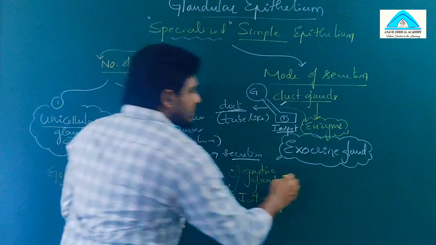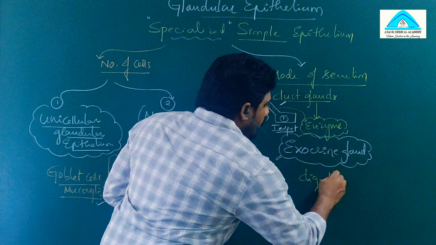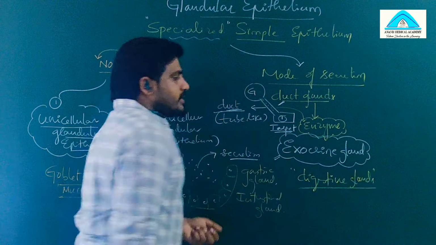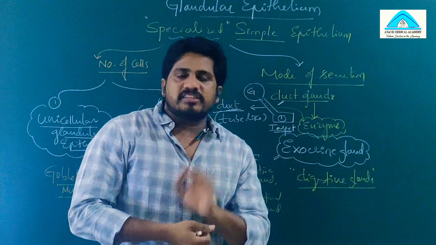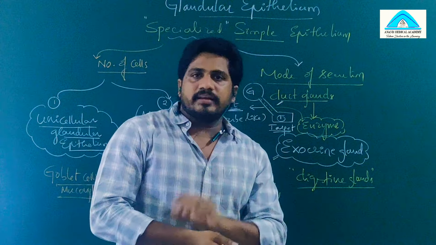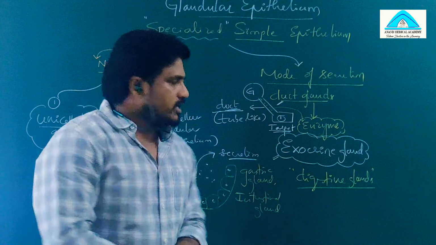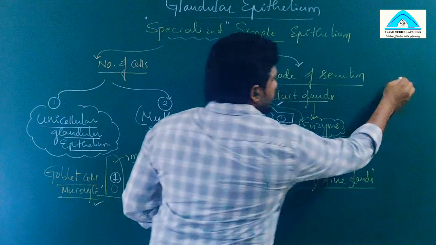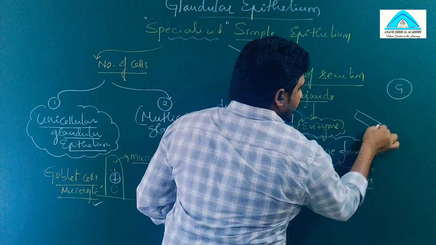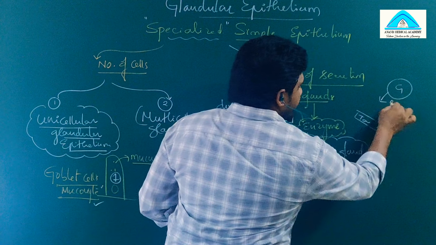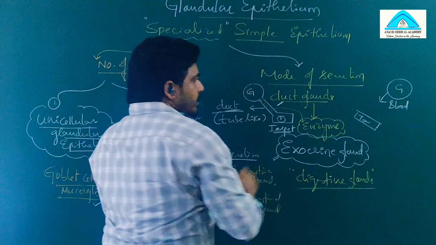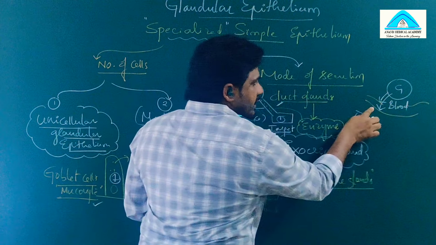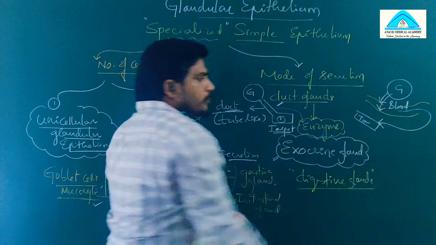All digestive glands come as examples here: salivary glands, gastric glands, intestinal glands, pancreas, liver. All such types of glands are examples for exocrine glands. On the other hand, some glands release their secretions into the blood. Where exactly is blood present? In the blood vessel. Then the secretions given by the glands are carried by the blood and transferred to their targets.